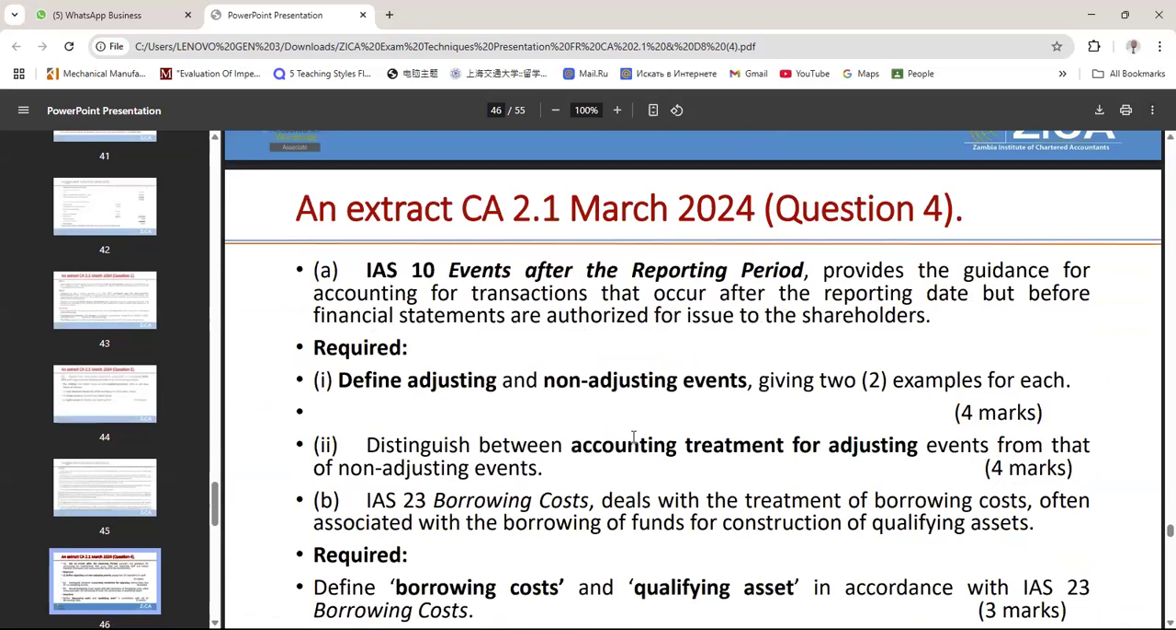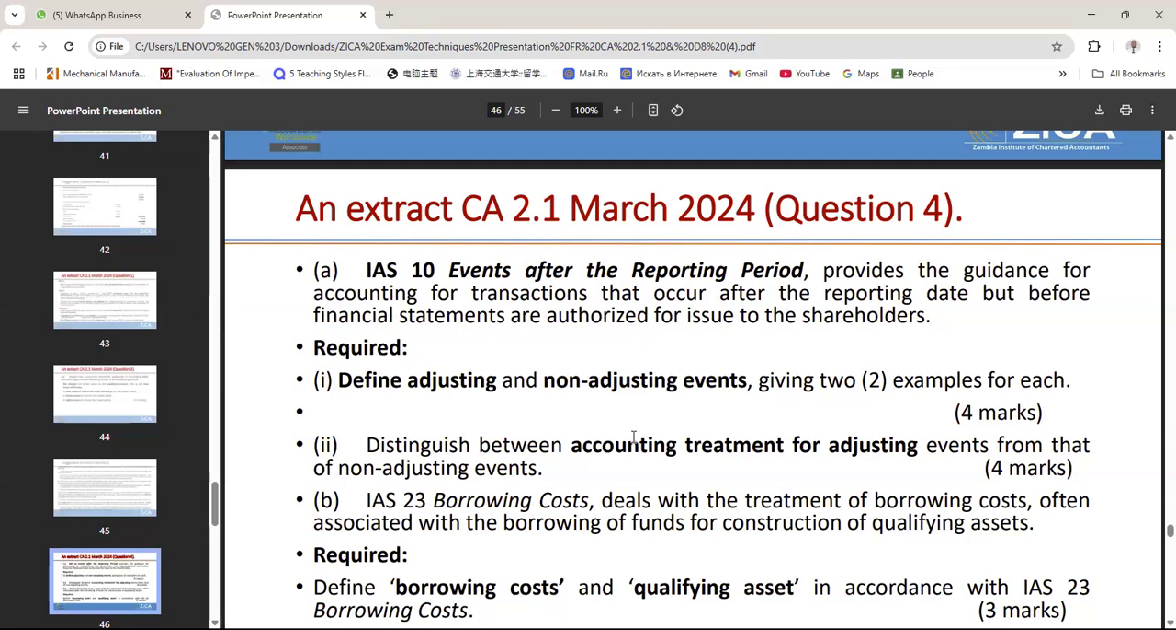IAS 10 is events after the reporting period. So for example, we are reporting from January to December 2025. Then when we say adjusting event, we are referring to those events which were there at the reporting date. Now we did not have information. Now we have information. Then what are we supposed to do? We adjust. A non-adjusting event happened after the period we are reporting. So since it happened after the period we are reporting, we are not supposed to change the figures.